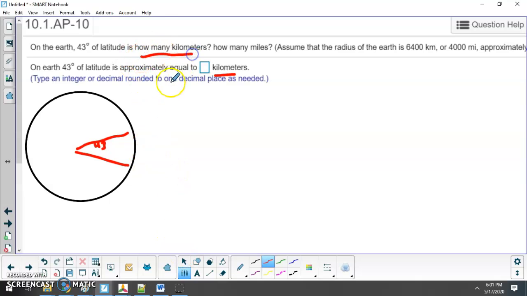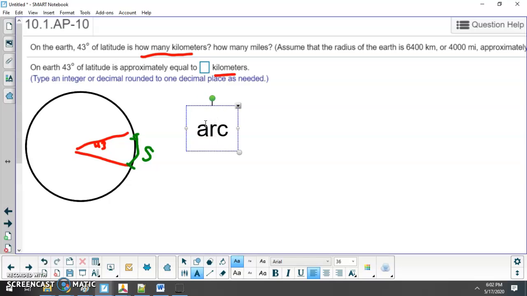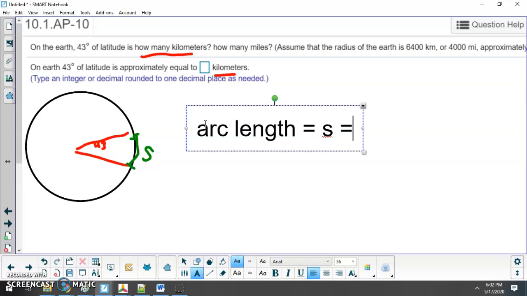How many kilometers is this 43 degrees of latitude? Okay, so in other words, how far is it up from the equator? So like imagine this bottom line here is the equator. So what is the arc length? Okay, you're trying to figure out the length here, not the area. So we're looking for the arc length, which is the S formula, if you remember.